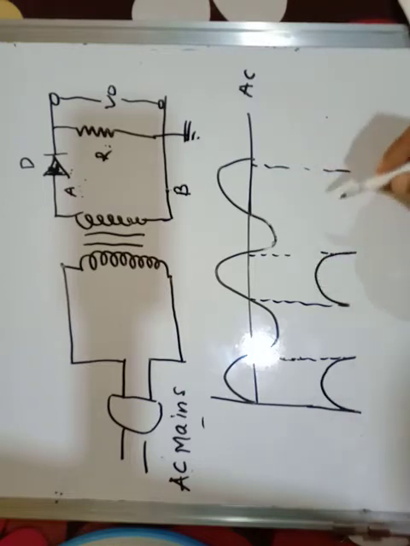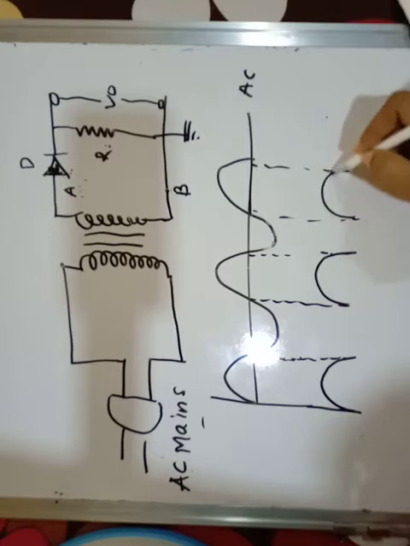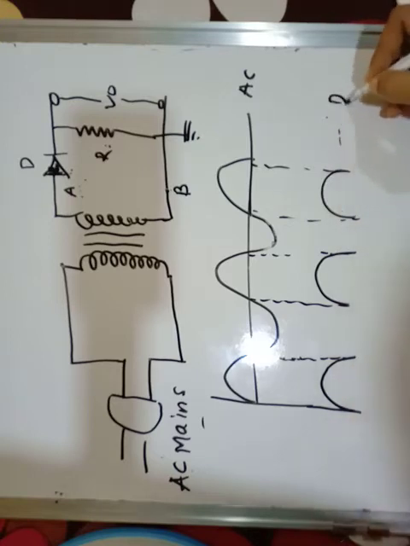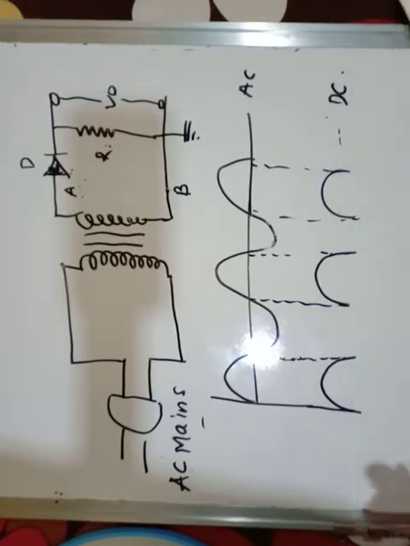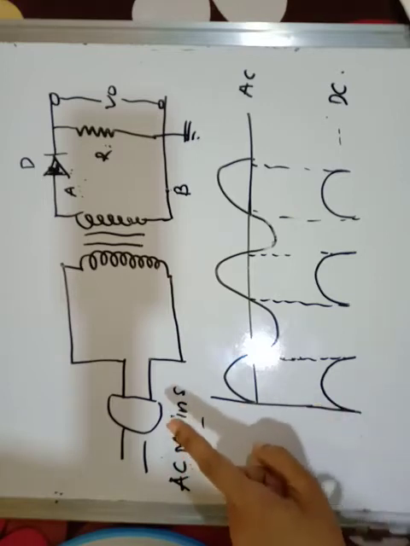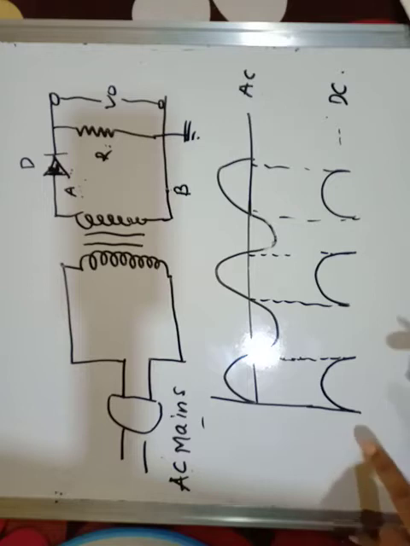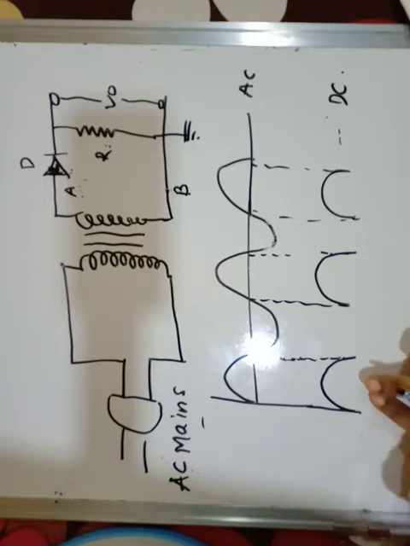Okay, in only the positive cycle. So this is nothing but the DC. So we are getting the half cycle only when the diode is in forward bias, that's why it is known as the half wave rectifier.